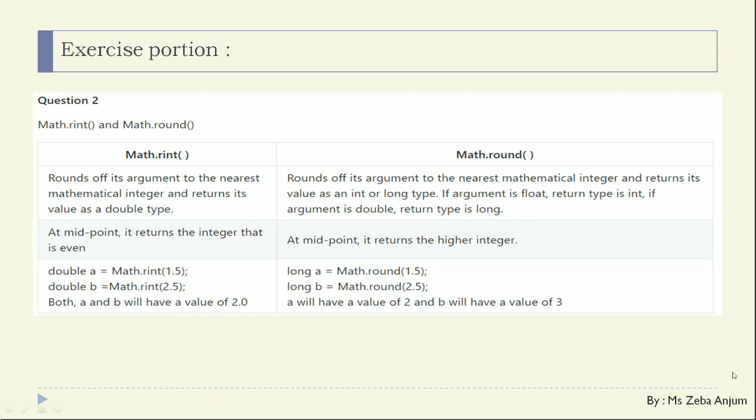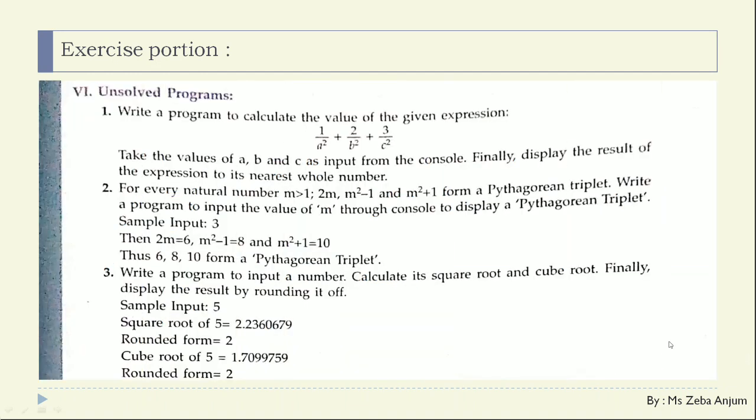Now, let us see some remaining exercise portion. Over here we have the sixth part, that is unsolved programs. See the first question: you have to write a program to calculate the value of the given expression. You have one expression and you have to calculate its value. Take the values of A, B, C as input from the console. Either you can use Scanner or InputStreamReader class, and you have to take only three inputs, A, B as well as C, and finally display the result of the expression to its nearest whole number.